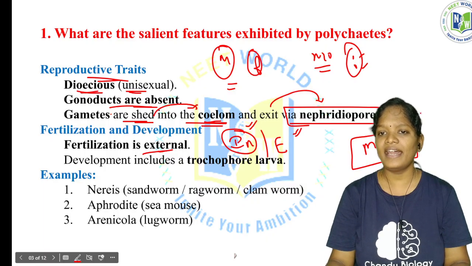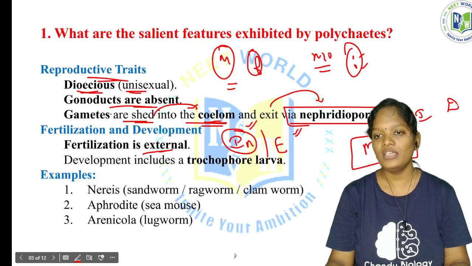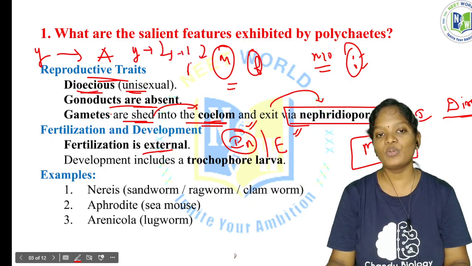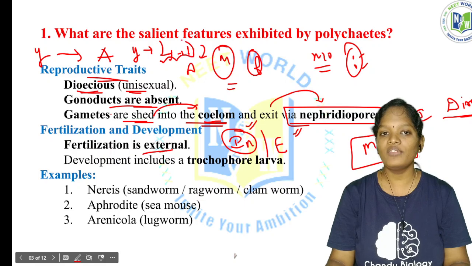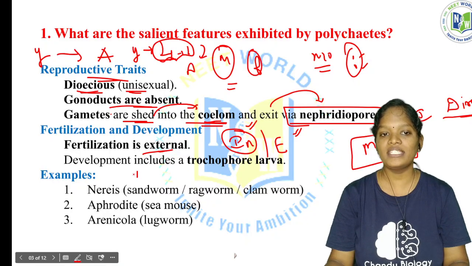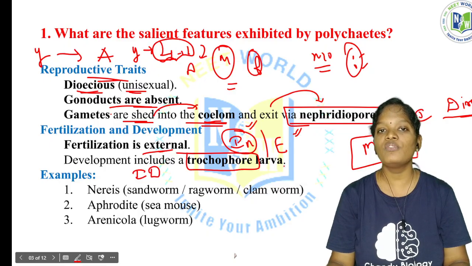Now there is direct development and indirect development. Direct development means there is no involvement of a larval stage: the young one straight away gives rise to an adult. But if the young ones undergo larval stages, first larval stage, second larval stage, and after that give rise to an adult, so if there is involvement of larval stages in the life cycle, we call it indirect development. Here there is involvement of a larva, so it is indirect development, and that larval stage is called the trochophore larva.